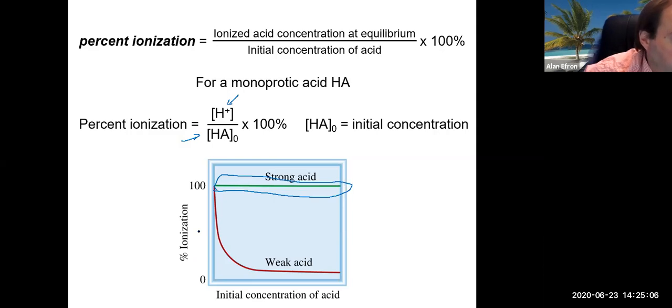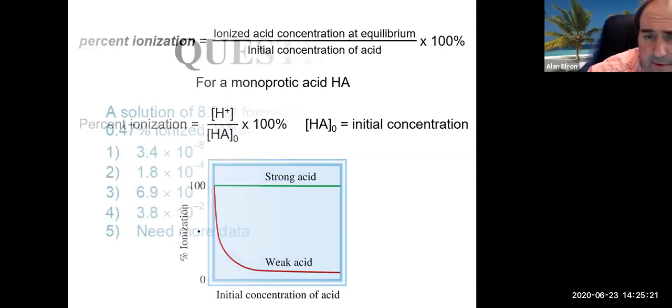It's also why sometimes your assumption will not work, because of the concentration that's there and the Ka value that's associated with it. So again, that's why it's always important to check your assumption, and you can also calculate what's known as a percent ionization. So let's take a look at a problem like this.